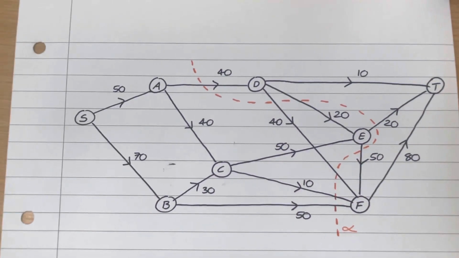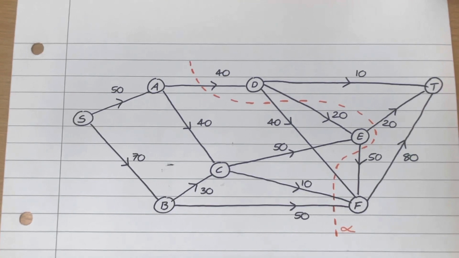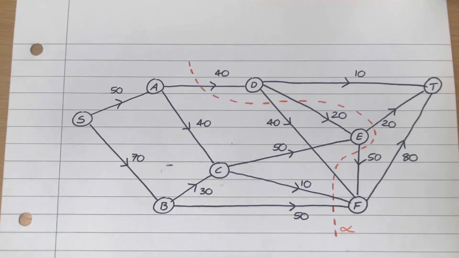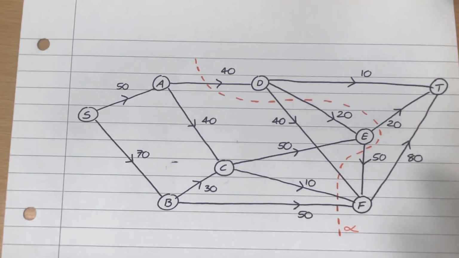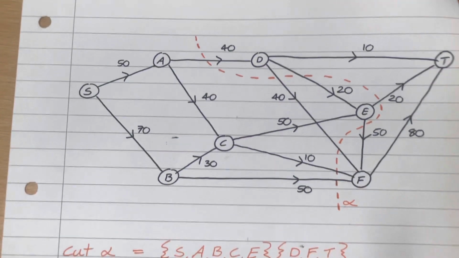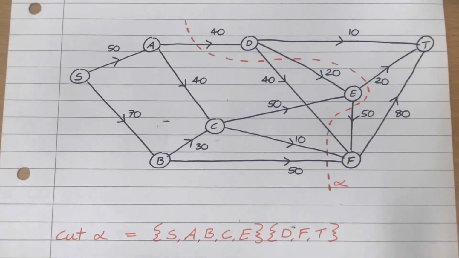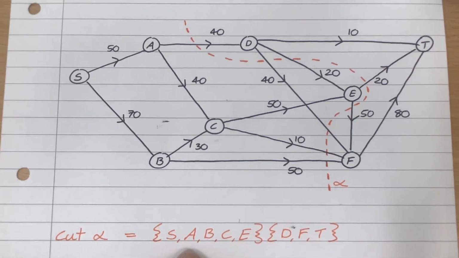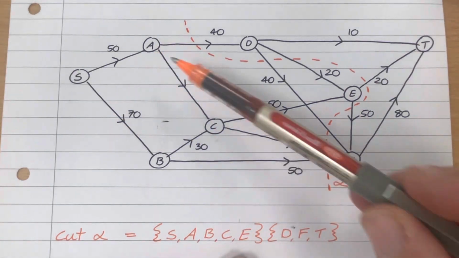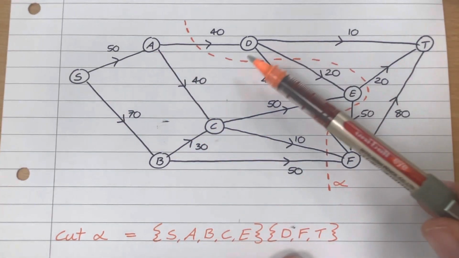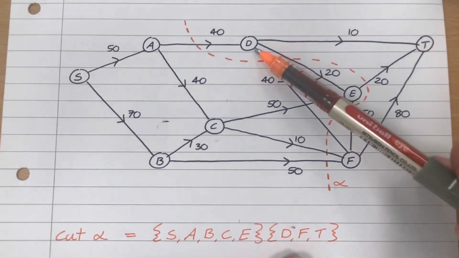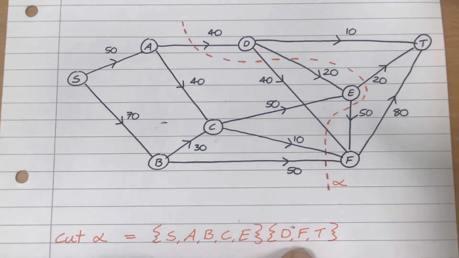One other quick example I want to consider is this cut. I've called it cut alpha on this network, as we have not seen this network before, and we won't see it again. It is only for this illustration. I've just written down its definition here in set notation. So we've got S, A, B, C, and E on the left-hand side, or the source side of the cut, and then D, F, and T on the sink side of the cut.